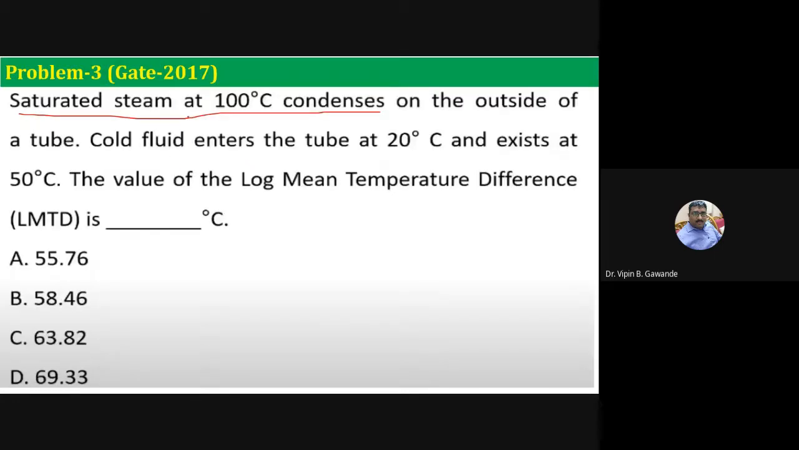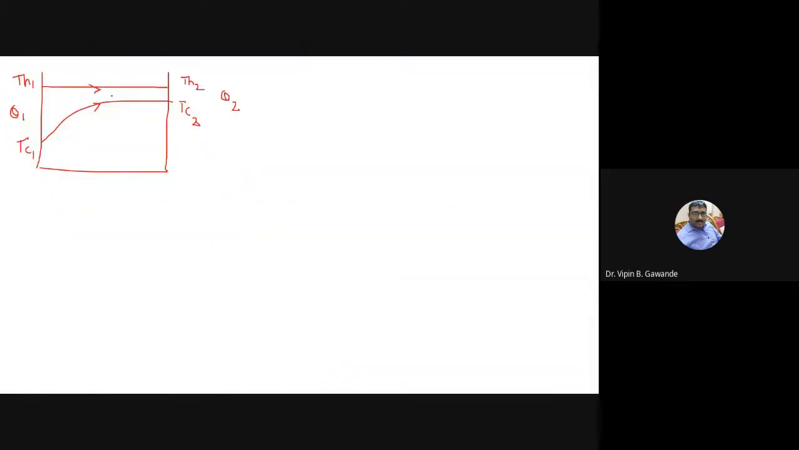Now, saturated steam at 100 degrees Celsius. Steam means it is what? Steam means it is the hot fluid. So 100 degrees Celsius, the temperature. So TH1 is equal to TH2 is equal to 100 degrees Celsius.